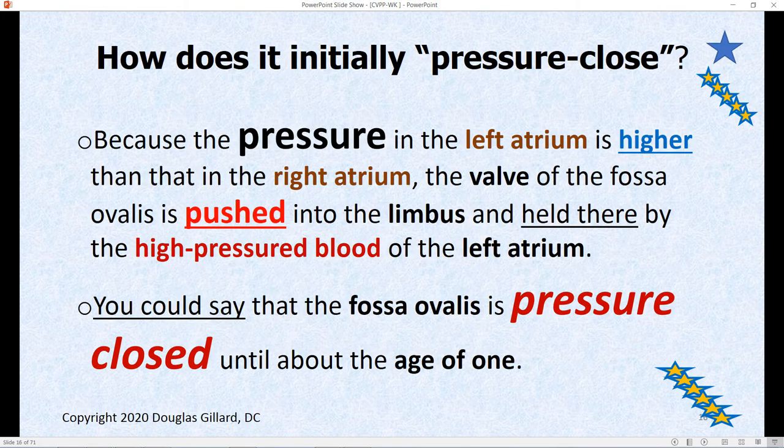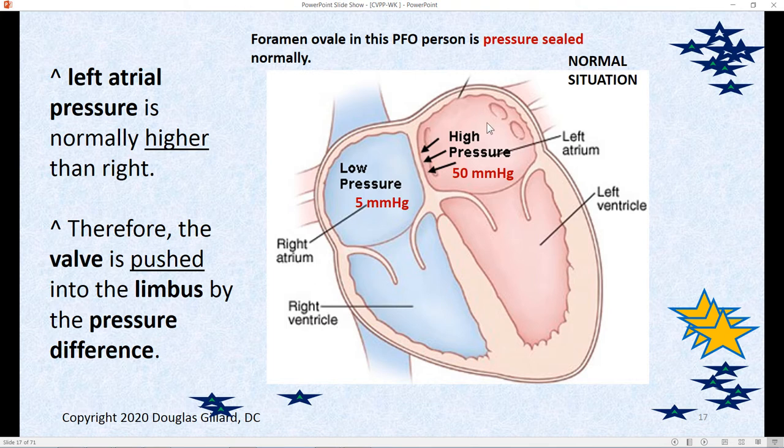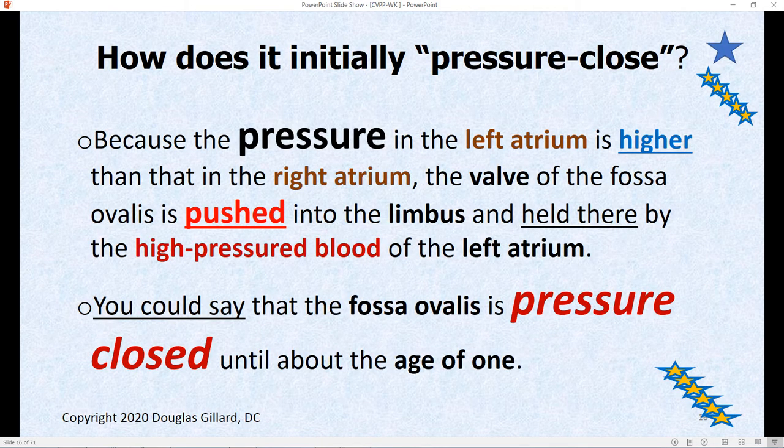That's an important concept. So, how does it initially close right after birth? Well, back to that concept I just drew. Right after birth, because the lungs are now working and dumping a big volume of blood through here, pressure is much higher, like 50 millimeters of mercury, we'll say here. It's only 5 millimeters of mercury over here. So in the 25% of you who have what's called a probe patent foramen ovale, there's no problem because the pressure pushes the limbus against the valve and it's pressure closed. Okay, so that's a very important concept.